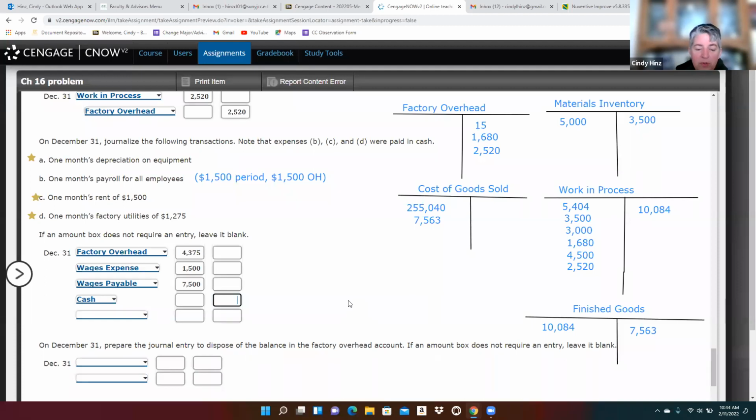Now we can figure out how much we paid out in cash. It's the payroll for all of our employees. That's the $7,500 for the 3 direct labor, plus $3,000 for the office manager slash knitting supervisor. We're also told that the rent of $1,500 was paid in cash, and the utilities. And so that total is $13,275. Okay. Now we can figure out how much is left.